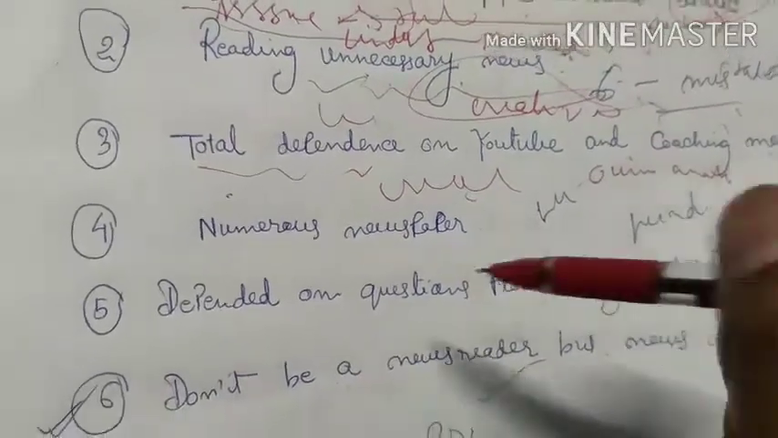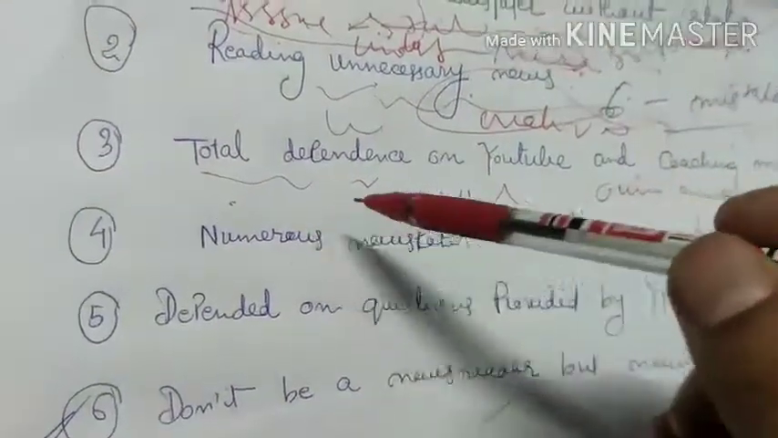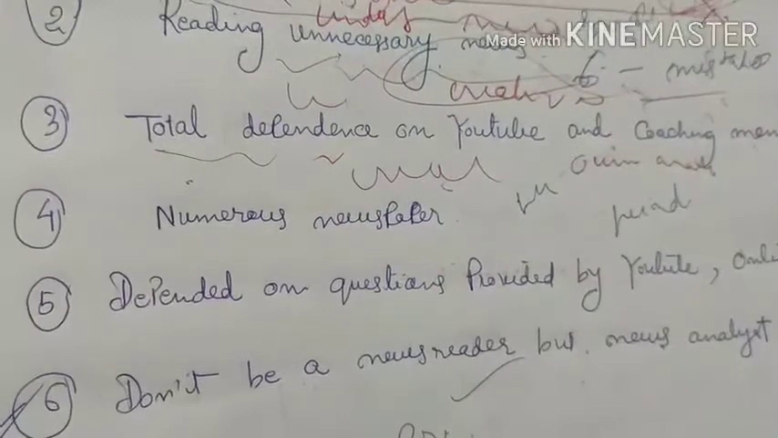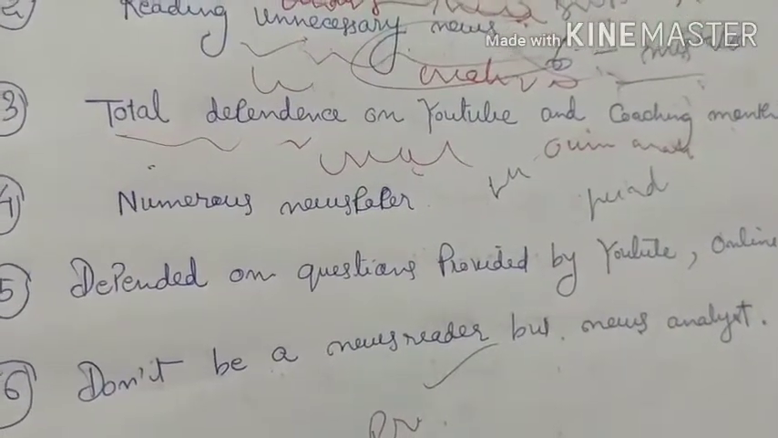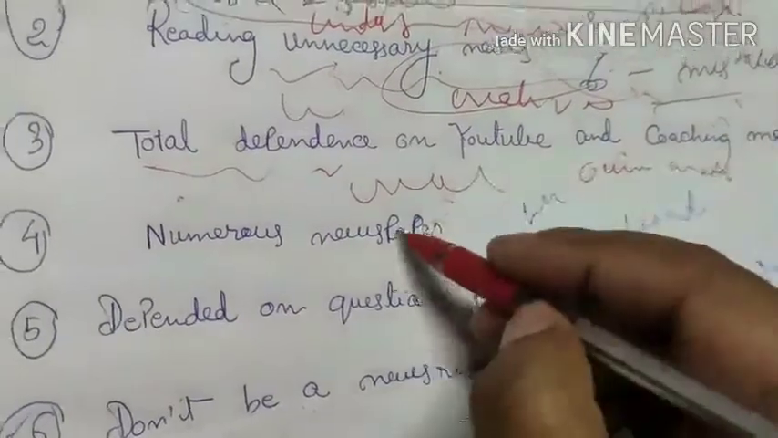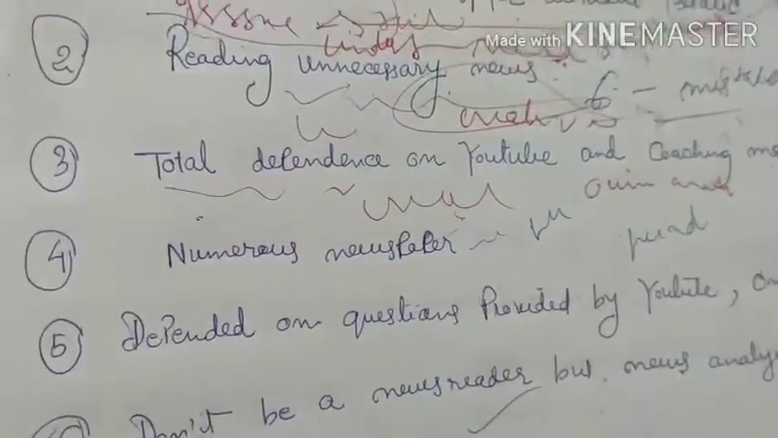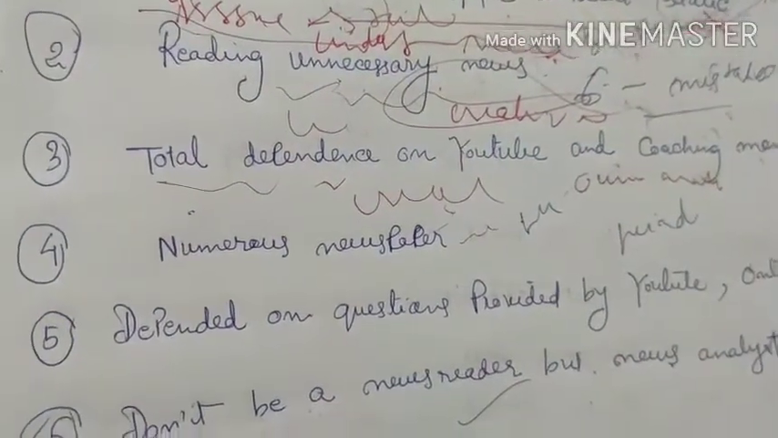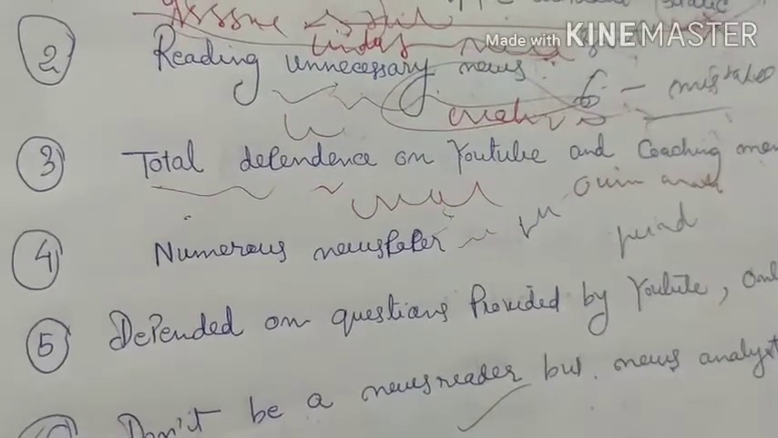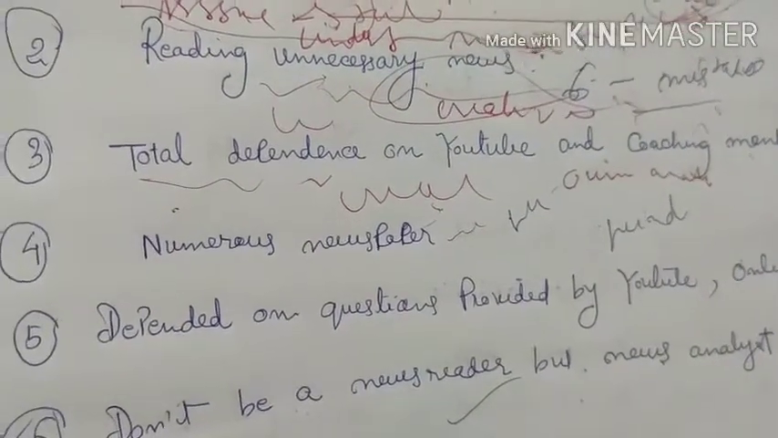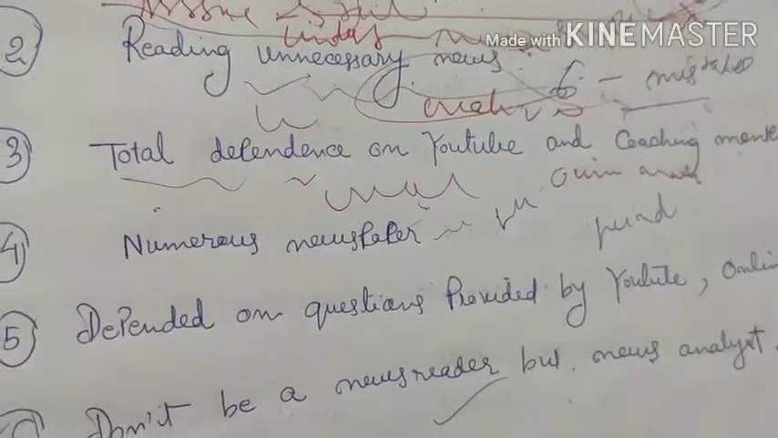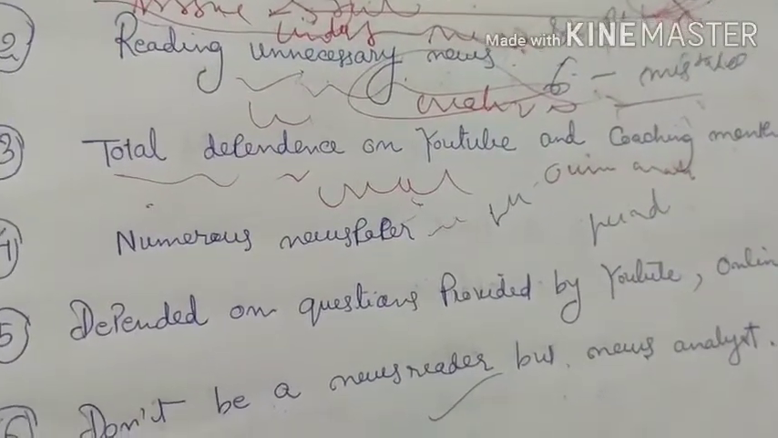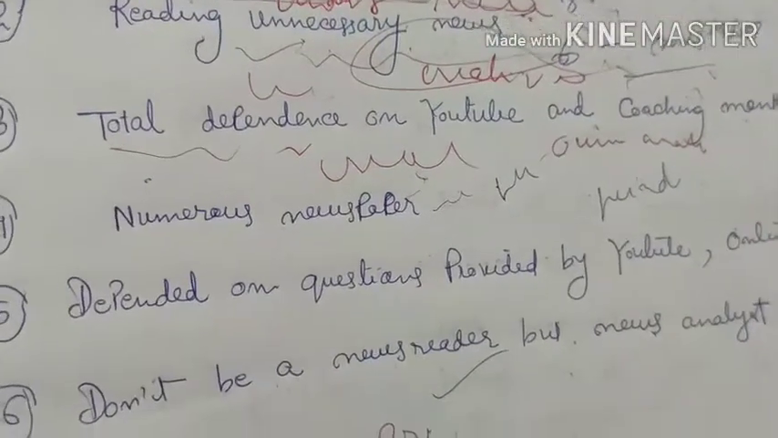Right, so coming to mistake number 4, numerous newspapers, and this is a very brutal mistake, I can say. The origin of this mistake is again the coaching and YouTube creators, because YouTube creators need views, and coaching needs to fill up the pages of the monthly magazine, so they will bring 1 to 5 newspaper analyses to you. But is it important for you? No. You need not be a newspaper collector here, right?